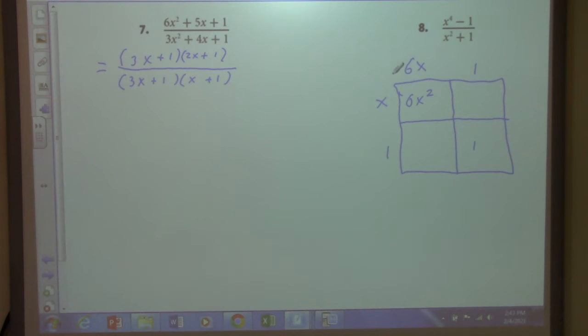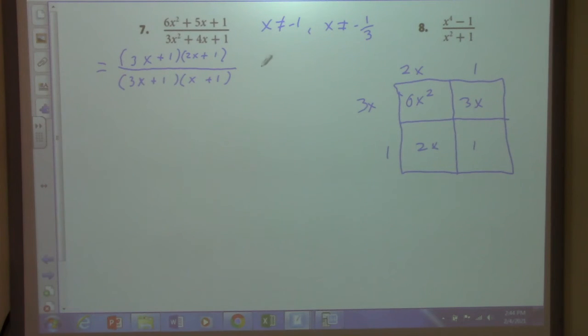So you'd be able to quickly shift gears and make this 2x times 3x, right? Now you'd have 3x here and 2x here, which will add up to 5x. So that's going to be correct factoring at this point. And then our excluded values are x cannot be equal to -1, and x cannot be equal to -1/3. You see how I did that?